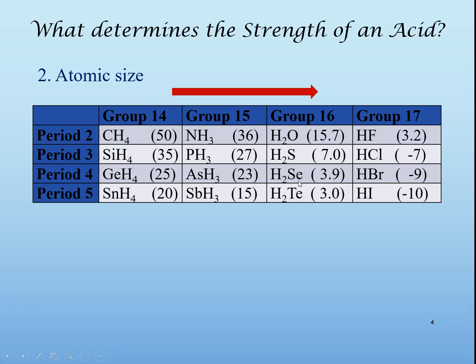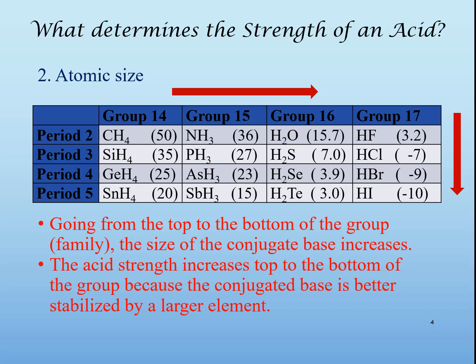If you go down the group, we see that the size of the conjugate base increases because as you go down the group, you have more and more electrons, you have more principal shells, and the size of the atom or the ion increases significantly. Parallel with the increase in size, we also see an increase in acidity, and this is largely due to the fact that the larger conjugate base is able to stabilize a negative charge better.